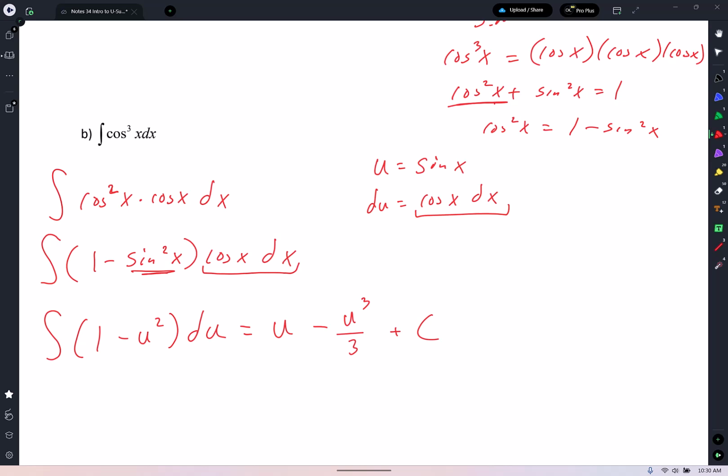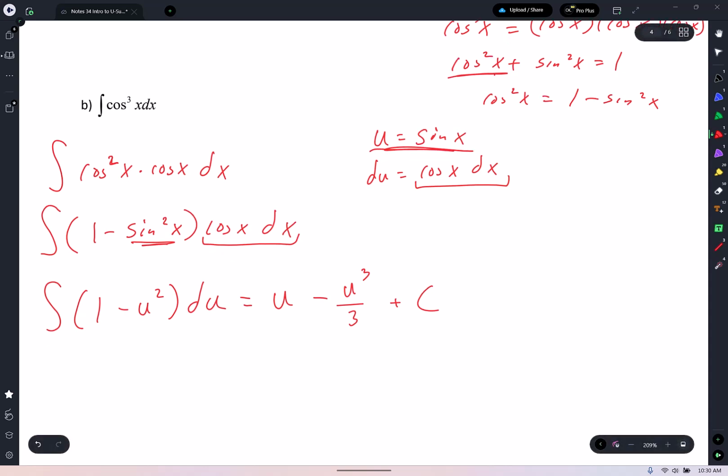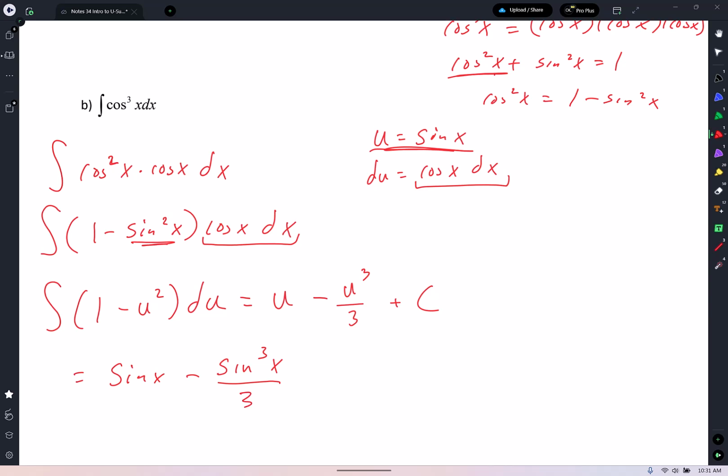I have no limits. I have to go back to the x. Yeah, I know. It hurts me every time I say that. So it's going to say sine x minus sine cubed x over 3 plus c. Yeah, don't go back to your x. That's just bad. Cool or not cool?